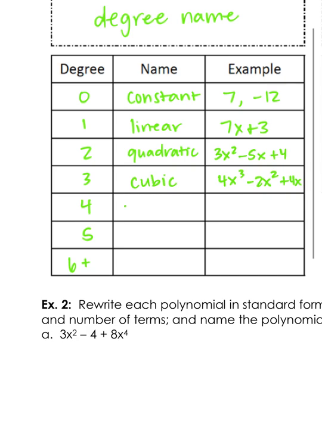For 4, that's called quartic. Think about a quarter is 1/4 of a dollar. So that would be anything to the 4th power. So x to the 4th minus 9. Five is quintic. So that would be an exponent of 5.